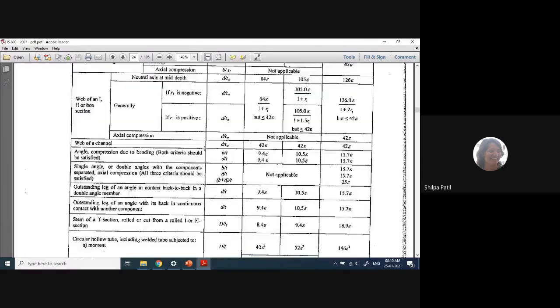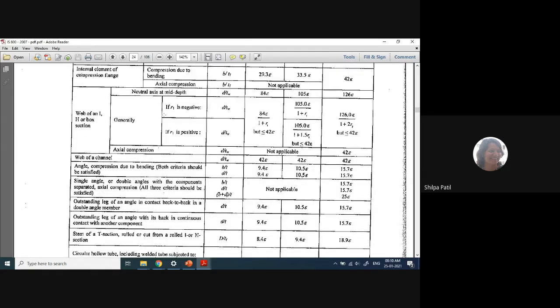So for the web of an I section, H section or box section, again there are three cases. One is the neutral axis at mid depth. Second is generally, if R1 is negative, or R1 is positive. And third is axial compression. So for a beam, when the section is to be used as a beam, we have to refer to the first row. The last row is for when we have to use the same section as a column.